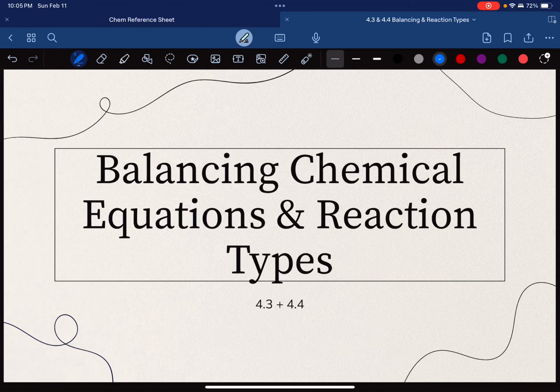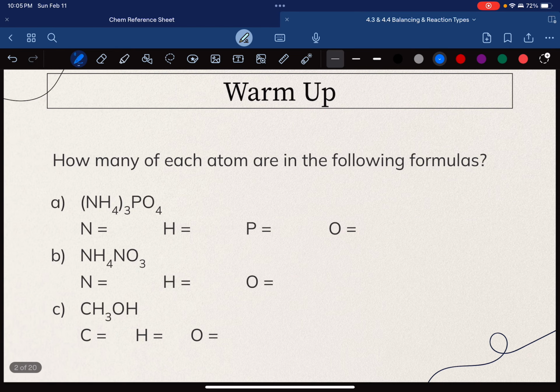This lecture is going to be about balancing chemical equations and reaction types. Here's the warm-up. How many of each atom are in the following formulas? Pause the video, fill it out, and then we'll talk about the answers.